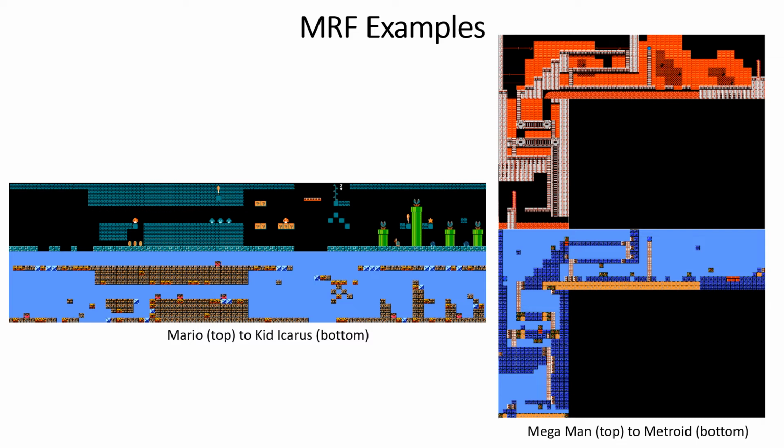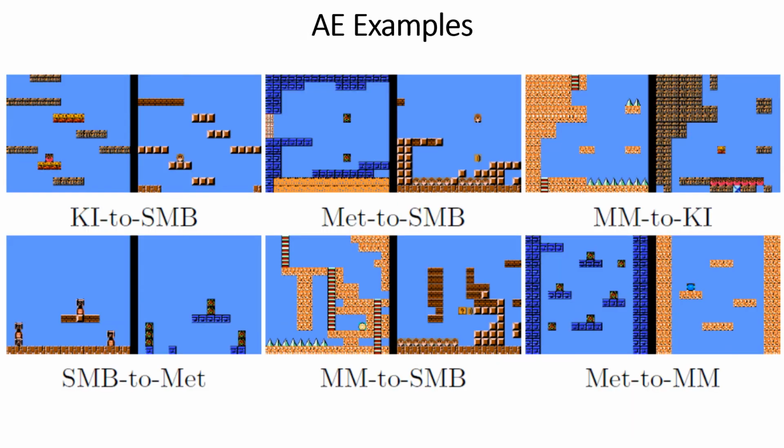And here we have a couple of examples of what this style transfer actually looks like. These are a few examples obtained using the Markov random field. On the left, we have a Mario level translated to Kid Icarus. And on the right, we have a Mega Man level translated to Metroid. And these are some examples using the autoencoders.